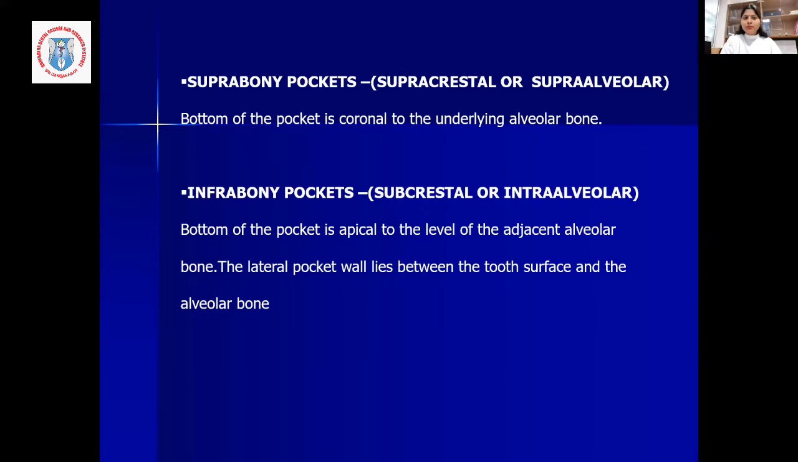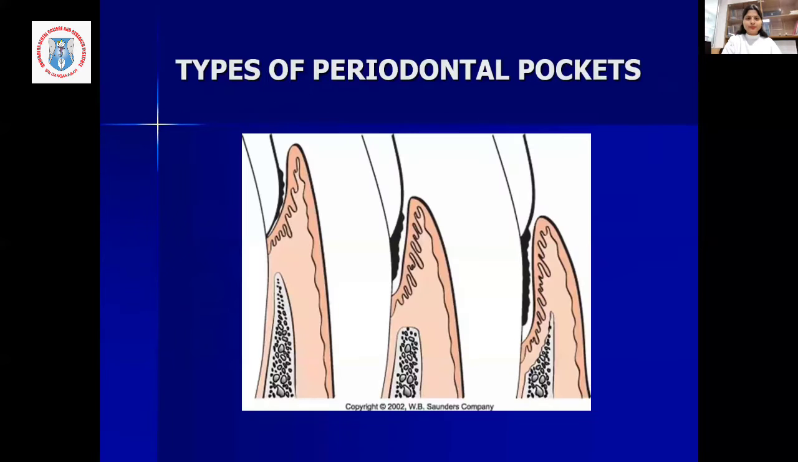Whereas if the bottom of the pocket is apical to the level of the attachment of the alveolar bone, it is called the infrabony pocket. Now in this, the pocket wall will lie between the tooth surface on one side and the bone on the other side, because the bottom of the pocket is below the alveolar crest.